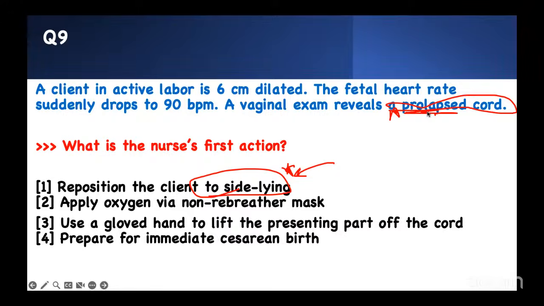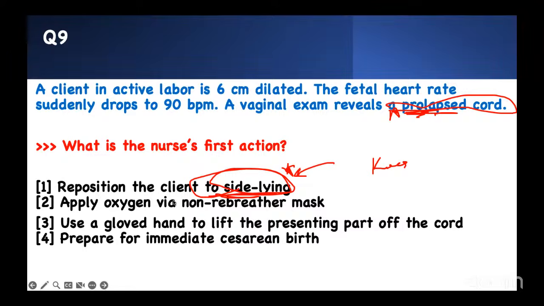What will help with cord prolapse is knee-to-chest position, not side-lying. A lot of people will pick side-lying. Don't pick it. It's the cord prolapse. So even if you want to pick position, for cord prolapse you have to put the mommy in the knee-to-chest position, not side-lying. So just by that, it is wrong.